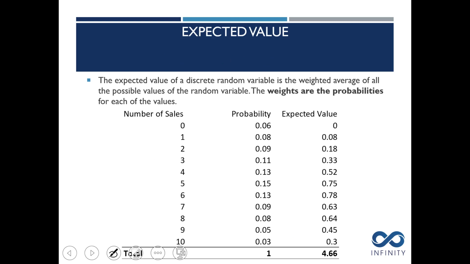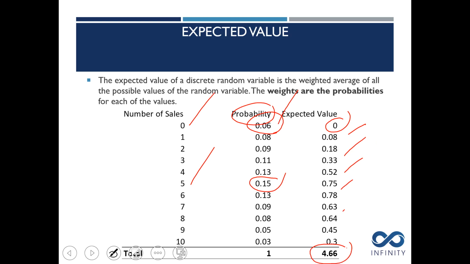So now we want to know what's the average sale you are going to make on a particular day, considering all these events that happened in the last 312 days. So what we can do is take each outcome, or each event, and multiply it with the probability of that event. Selling 0 computers, probability is 0.06. Selling 5 computers, probability is 0.15. Then multiply the number of sales with the probability of each sale happening, and you will get expected value. If you add all these together, you get 4.66.